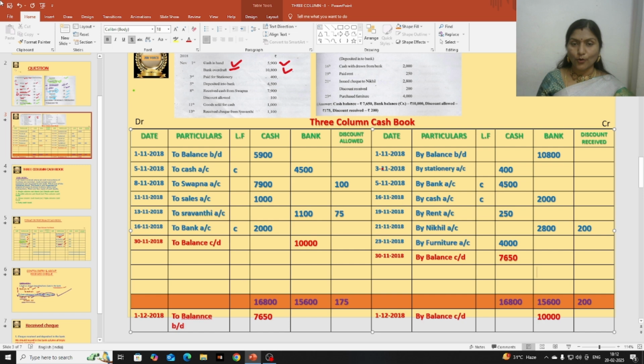Hope this is clear. In case of any doubts, you can mention them in the comment section. This is how we prepare a 3-column cash book. Hope you understood the class.